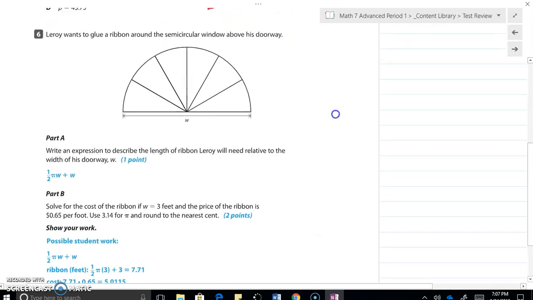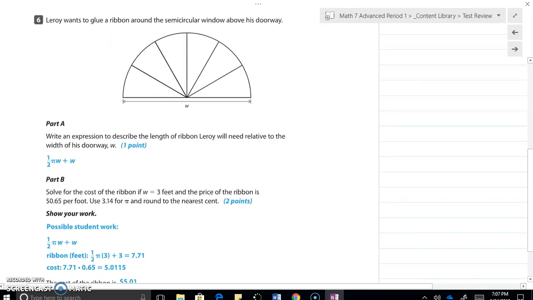Number 6, Leroy wants to glue a ribbon around the semicircle window above his doorway. Write an expression to describe the length of ribbon Leroy will need relative to the width of his doorway W. So remember when I talked about, they're not going to ask you to just find circumference or the area. You got to be able to differentiate when they're asking you this and what keywords or clues will give you this. Well, if you're decorating a window, that means you're wrapping around. You're talking about the distance around a circle, which is the circumference. The distance around the circle is the circumference.